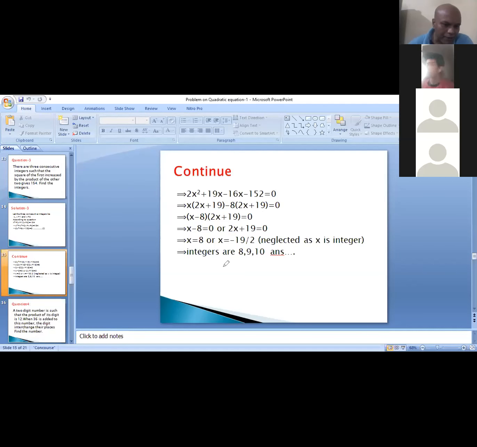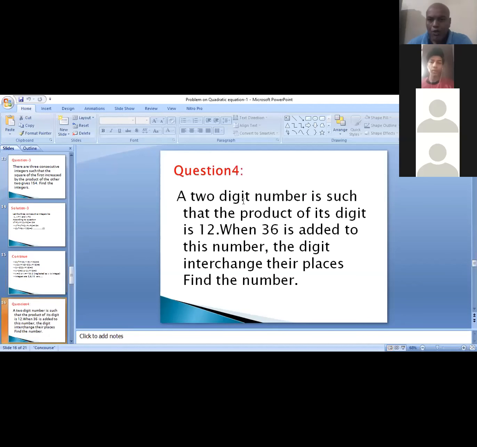Okay. Now next question. Question number 4. This question is little bit a different question. Okay. A 2-digit number is such that the product of its digit is 12. When 36 is added to this number, the digit interchange their places, find the numbers. Jot down this question fast, then I am coming to how I am going to solve this one and what is the concept behind this question. Make it fast, quick, jot down. Write down the question, fast, quick.